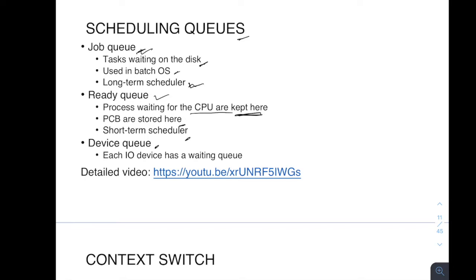Then of course you have another queue called the device queue. Now you see, there are a lot of devices, right? You have keyboard, you have disk, and in disk also you have multiple disks. For each of these input output devices, there is a separate waiting queue. So that is the device queue.